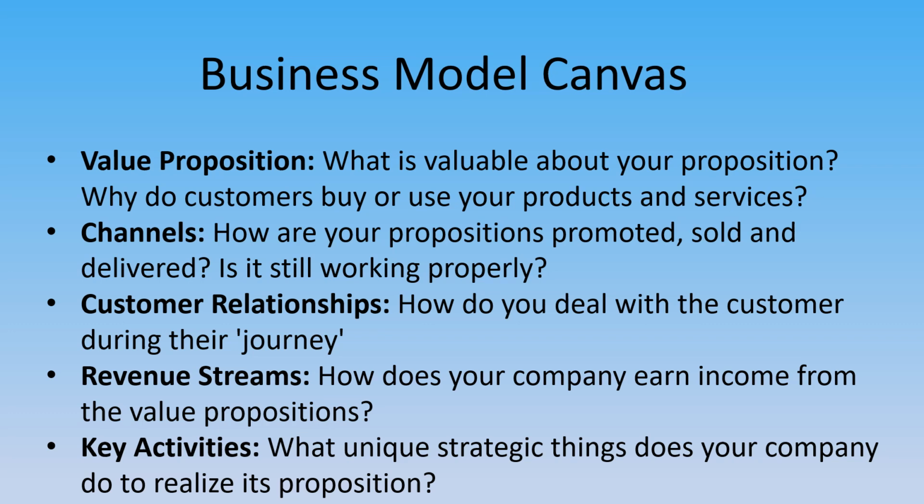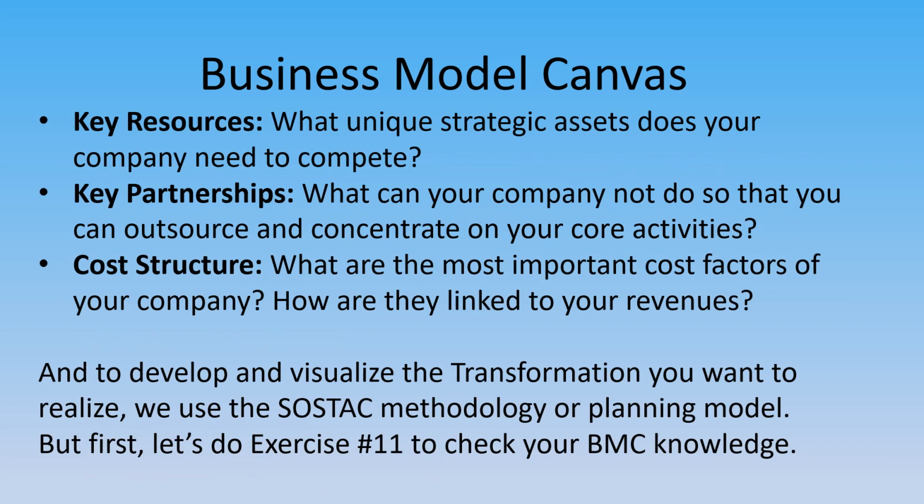Key activities. What unique strategic things does your company do to realize its proposition? Key resources. What unique strategic assets does your company need to compete? Key partnerships. What can your company not do so that you can outsource and concentrate on your core activities? Cost structure. What are the most important cost factors of your company? How are they linked to your revenues?